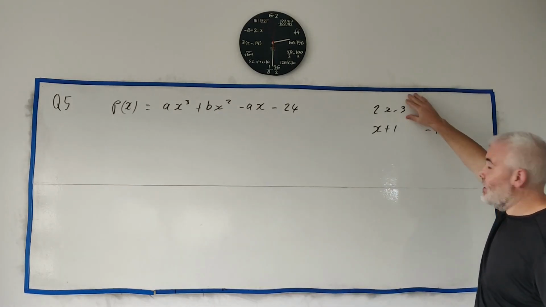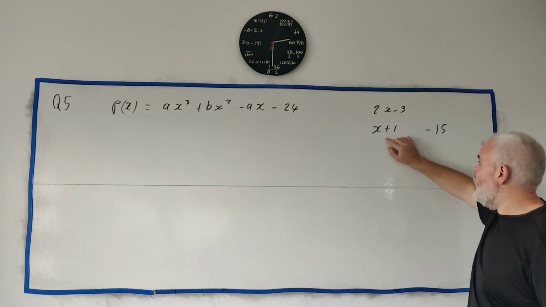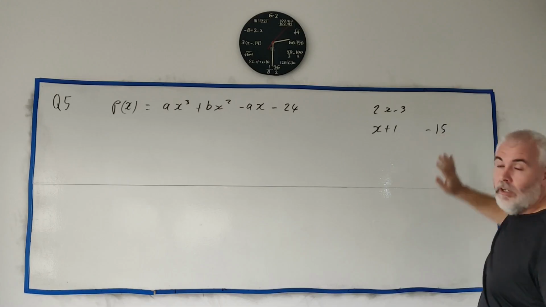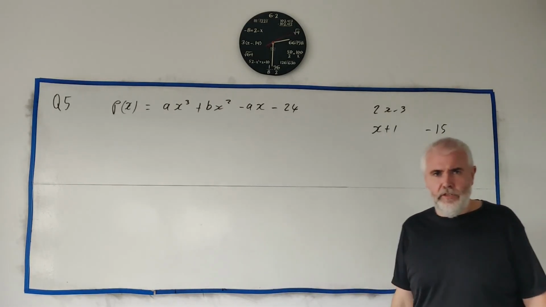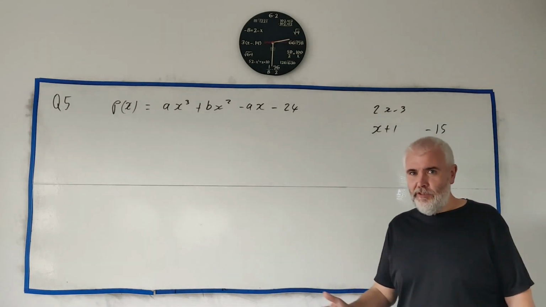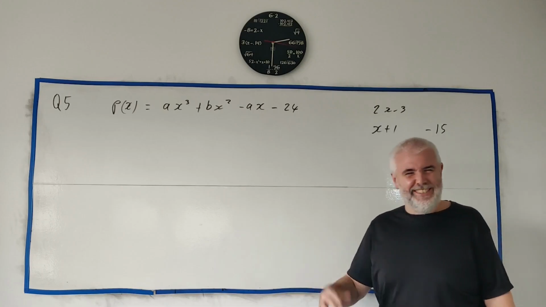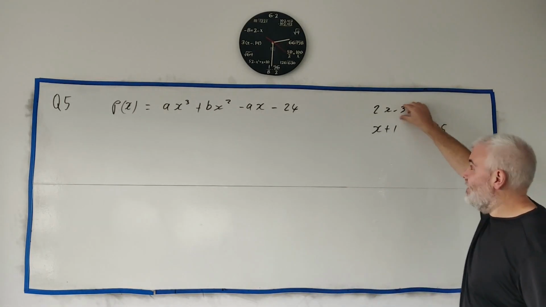They tell us 2x minus 3 is a factor, and they tell us if you divide by x plus 1, you would get a remainder minus 15. There's two ways I can see to do this question. One of them is my favourite way to do these questions, but I won't do it here because it's a little longer and a little messier. That's dividing this in to this.